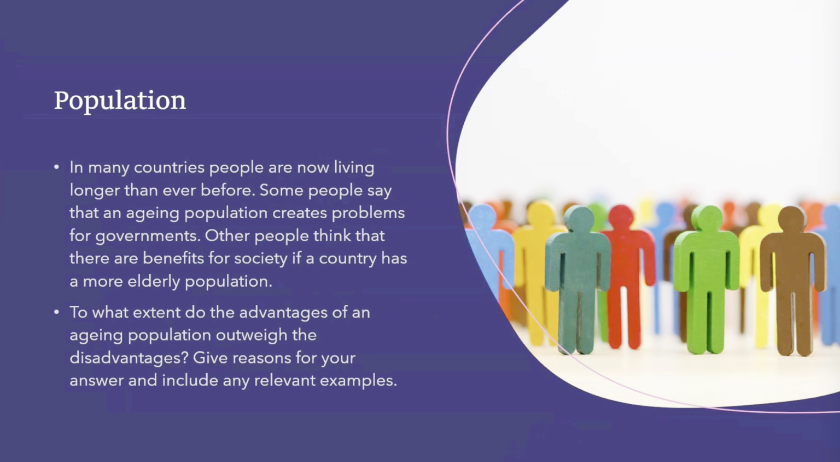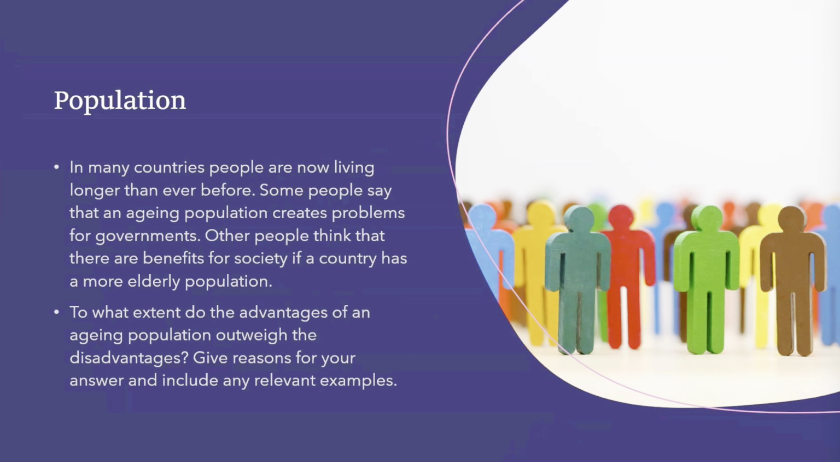It's to do with the aging population, old people in the population of a country. But the question is, to what extent do the advantages of an aging population outweigh the disadvantages? And they ask you for reasons and include any relevant examples, which I know you were going to do anyway. So think about this. I'm going to show you a student's answer.